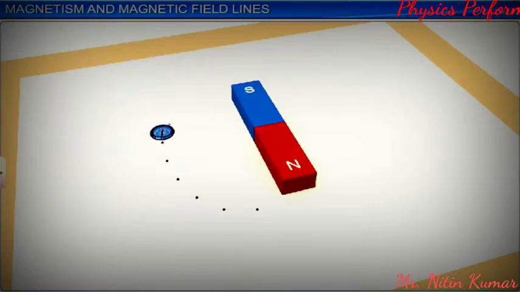We observe that the series of points plotted on the sheet are directed from the north pole of the magnet to its south pole. By connecting all the points, we get the magnetic field lines due to the magnetic dipole. The direction of the compass at different points on the field lines gives the direction of the magnetic field at that point.